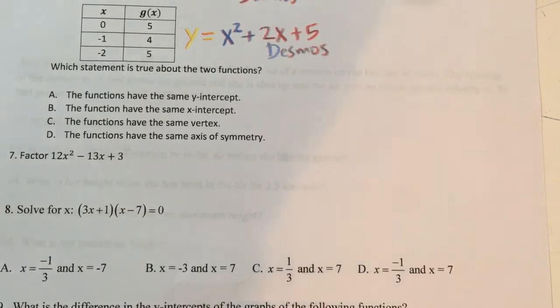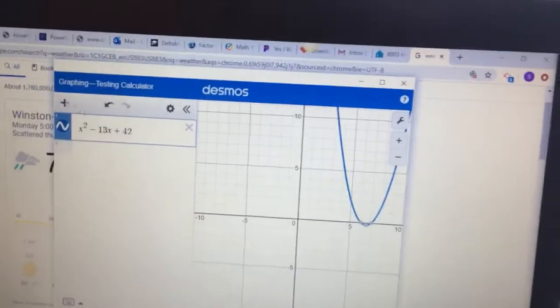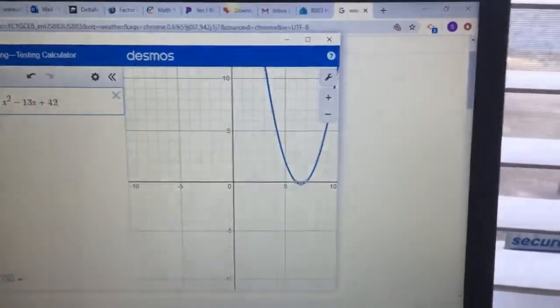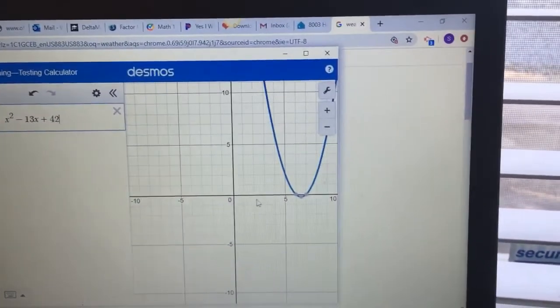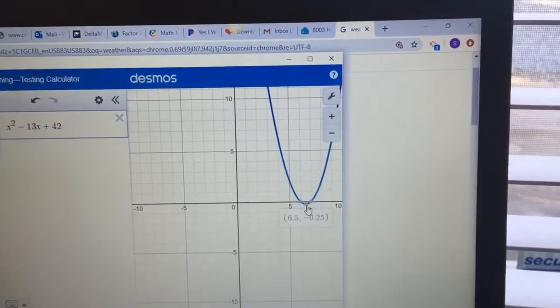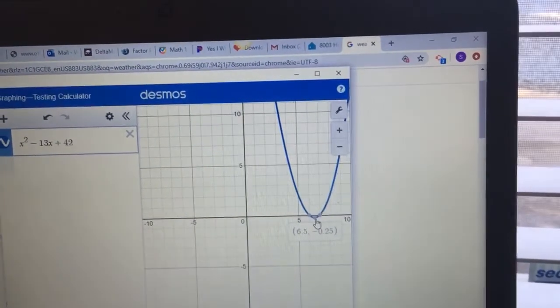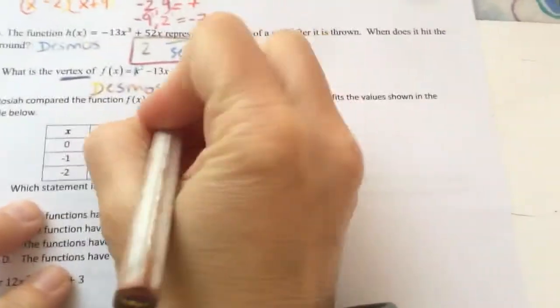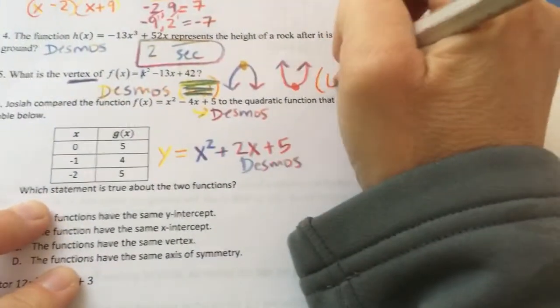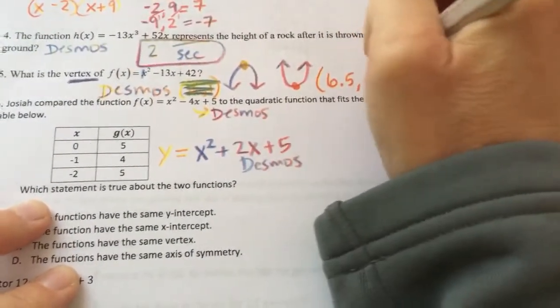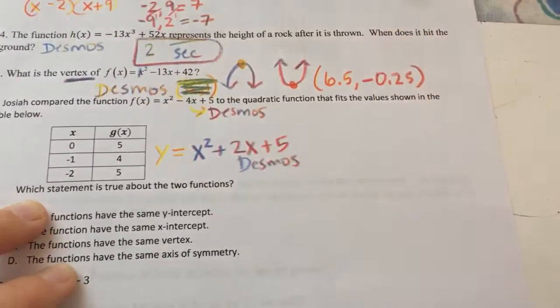Oops, I just did that last question wrong. I typed in the wrong thing. Sorry about that. All right, let's go back to number 5. Here it is. Number 5 was x squared minus 13x plus 42. So the vertex of number 5 is 6.5, negative 0.25. Sorry about that. So this was wrong. So 6.5, negative 0.25.